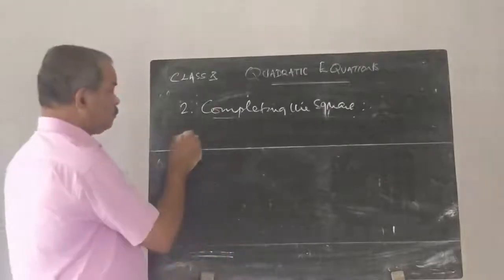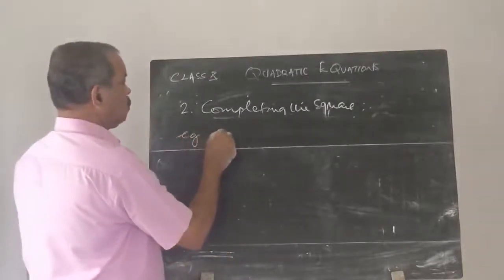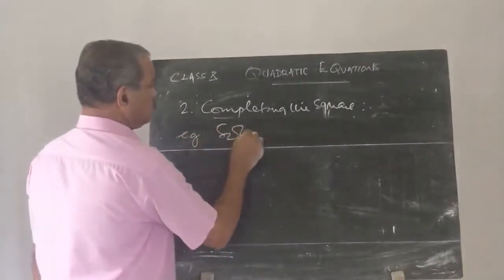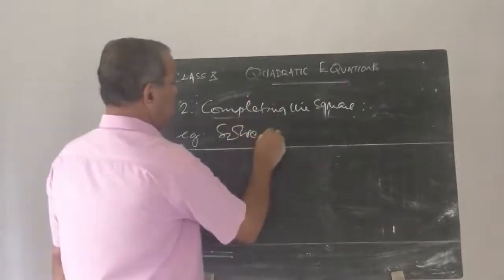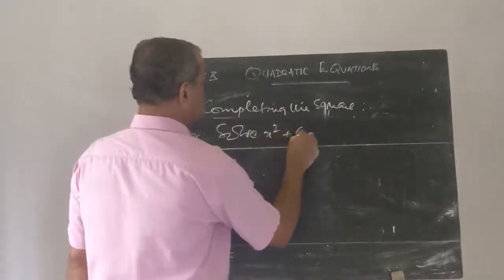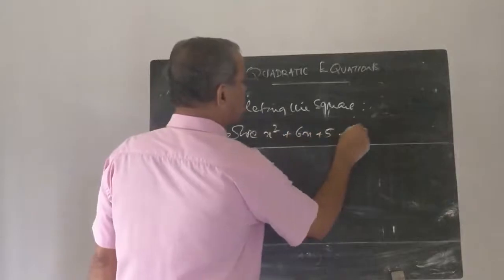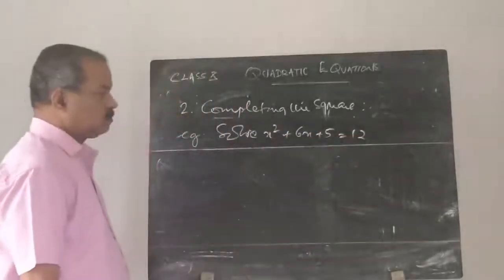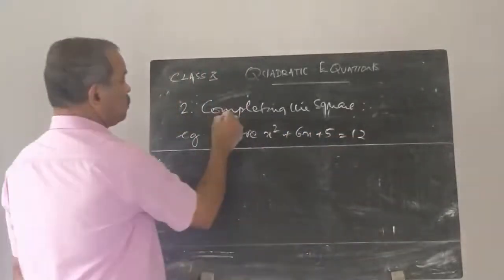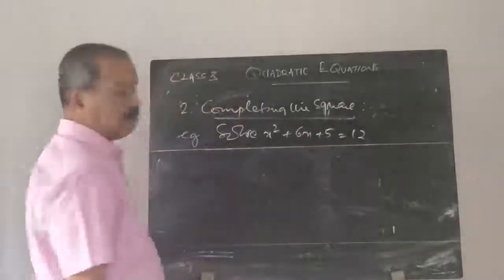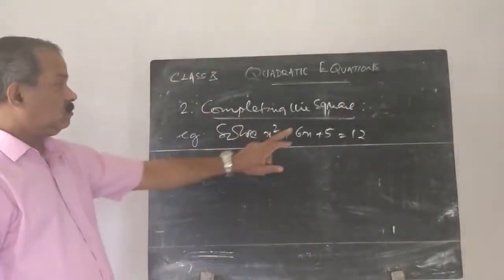Another example. Solve x square plus 6x plus 5 equal to 12 by completing the square method.